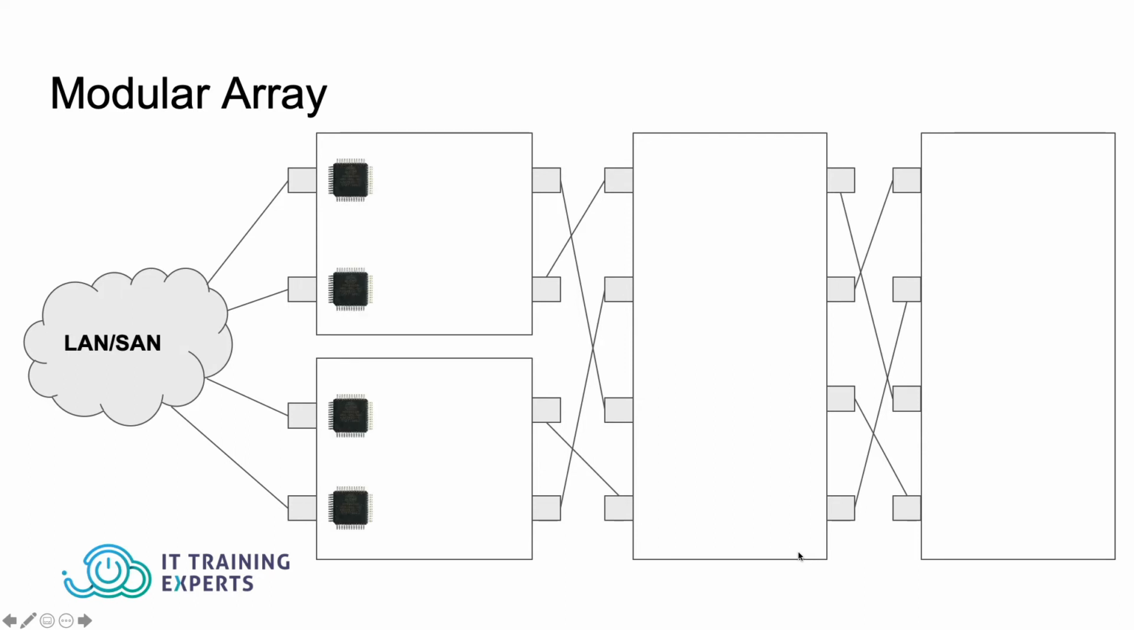So a storage controller is really made up of CPUs in this case. Each of these storage controllers has 2 CPUs in a redundant configuration.